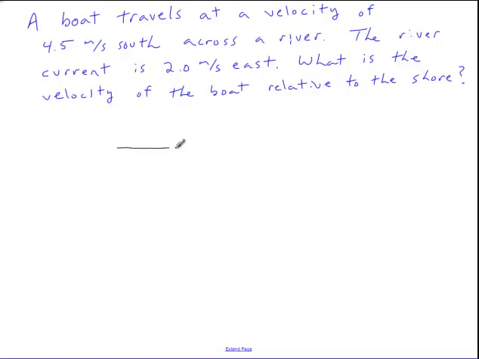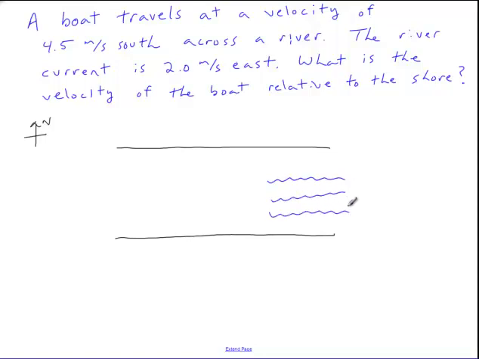Okay, for this I like to draw it all out. So here's the shore, both sides. Here's our directions. So the water itself, the current is 2 meters per second east. So it's traveling this way. Okay, now we're in a boat. Here it is, a little dinghy. And it can travel 4.5 meters per second south. So that boat is going to start right here on the shore.